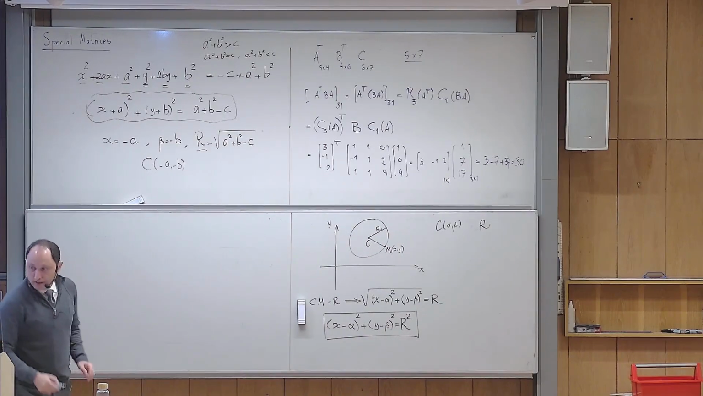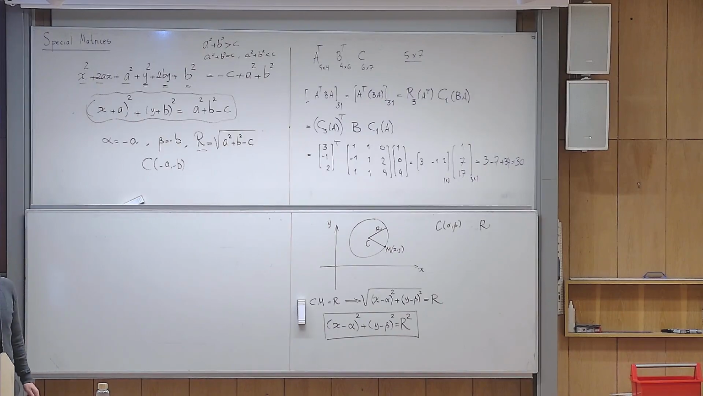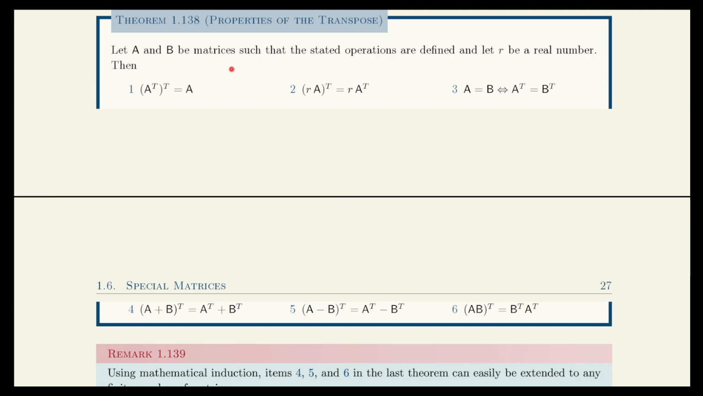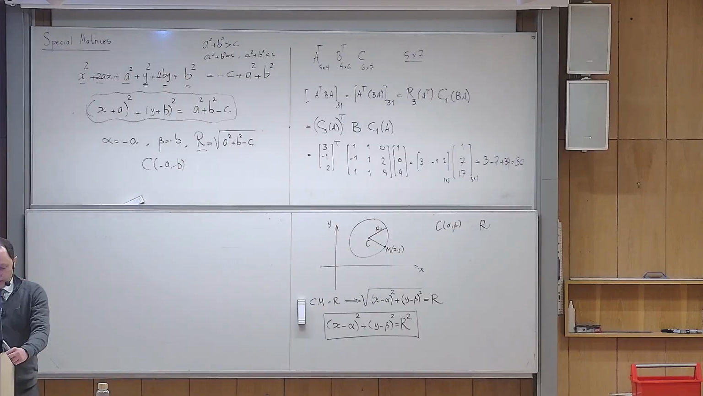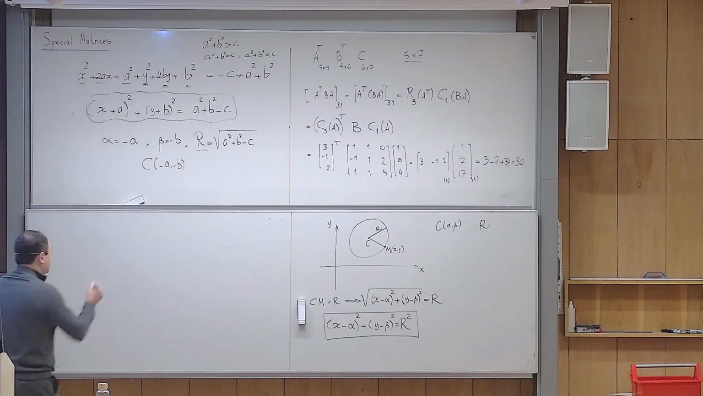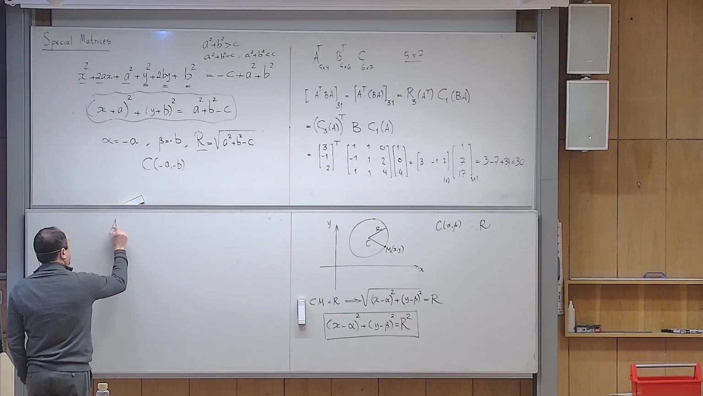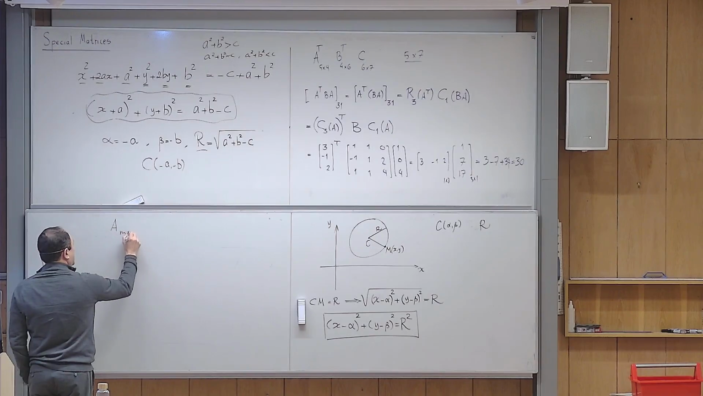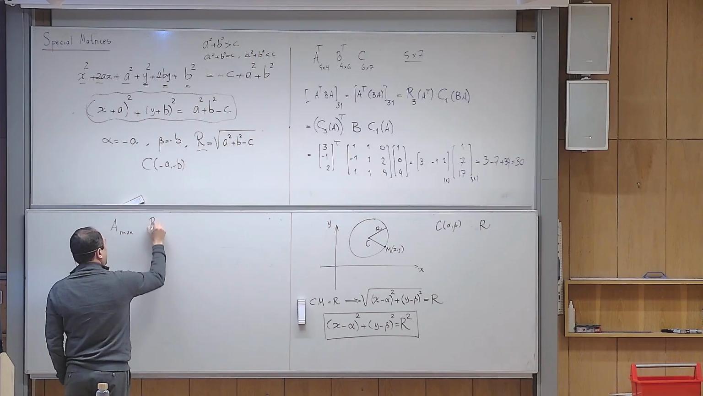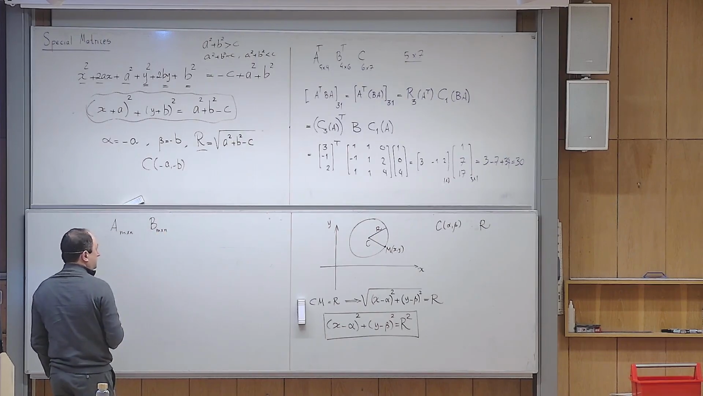Okay, I have mentioned here that A and B are matrices such that the stated operations are defined. For example, A and B should be of the same order so that I can add them. Let us assume that A is an m by n matrix and B is also an m by n matrix. Otherwise, I cannot add them.